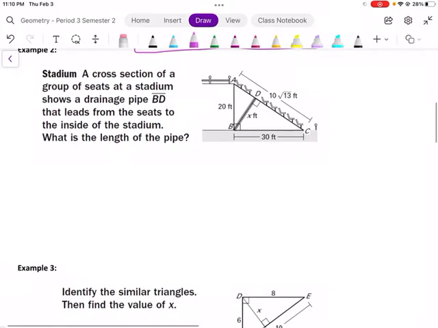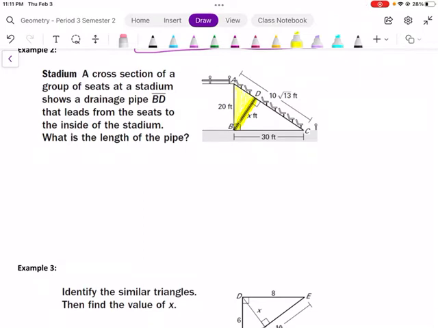Using that information, we are going to solve this example here. A cross-section of a group of seats at a stadium shows a drainage pipe, which is labeled BD, and I've highlighted that in yellow, that leads from the seats to the inside of the stadium. They want us to figure out the length of that pipe.